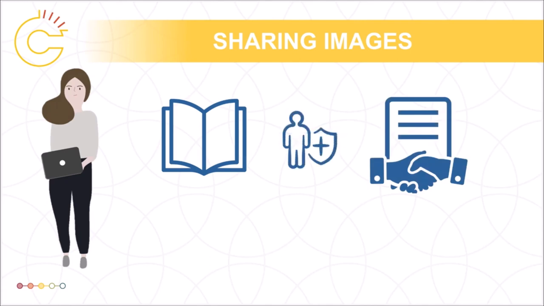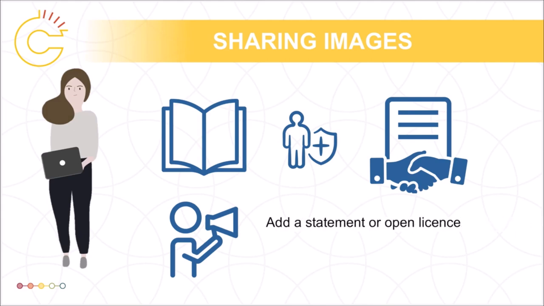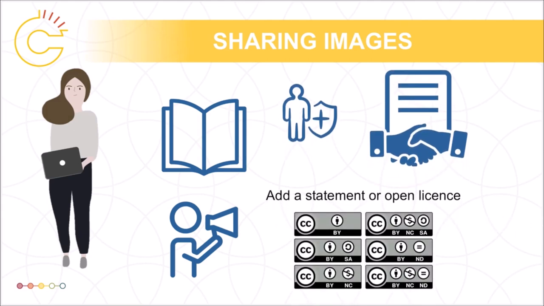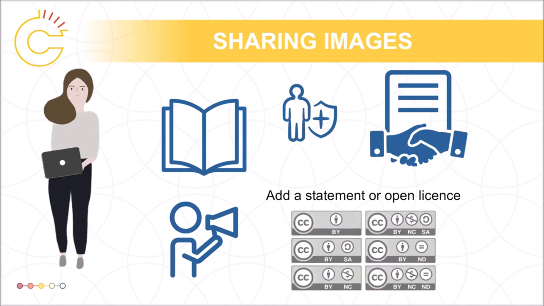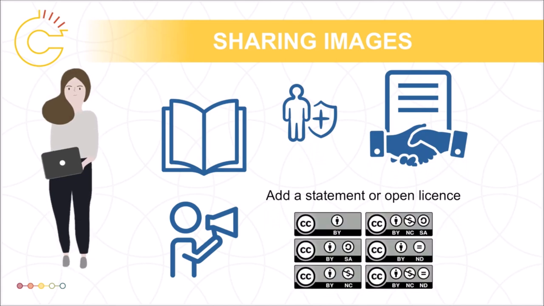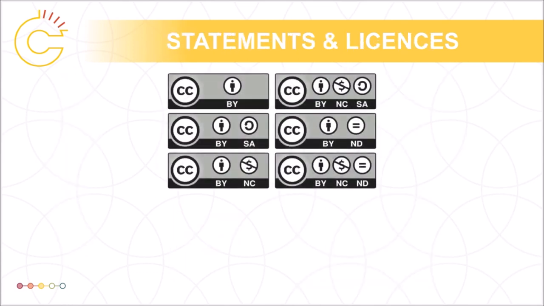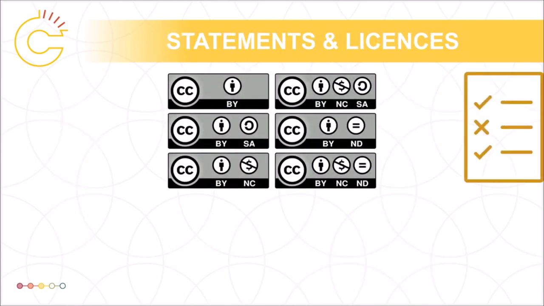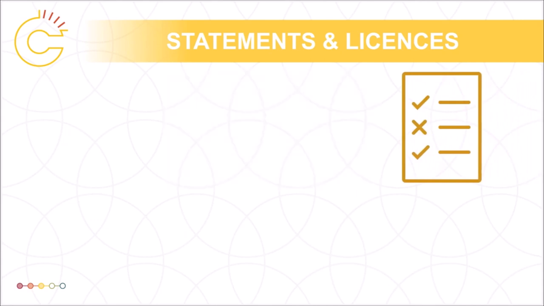If Isabel decides to share her images openly on a website, she needs to tell people who visit that site how she would like them to be used. She can do this by adding a statement or open license, like a Creative Commons license. For some of my images, I think a CC license would be great, because I don't mind if other people use them at all. Adding such a statement or license will allow Isabel to quickly and easily inform others about how they can use her images.